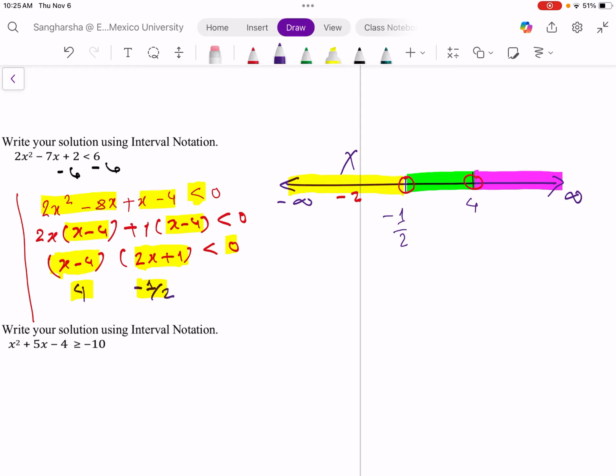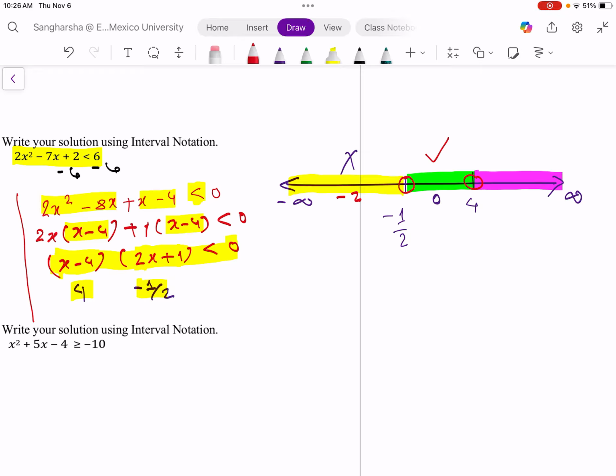Now here let's pick 0. It doesn't matter if you use this inequality or this inequality. They are exactly the same, just in a different form. Now, is 0 a solution? So, 0 minus 4 is minus 4. 0 plus 1 is 1. So, minus 4 times 1. Minus 4 less than 0. That's true. So, this is our solution.